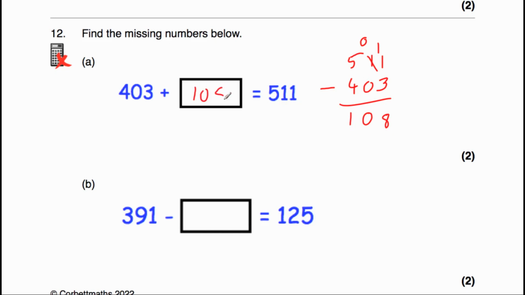So that'll be 108. So that means that the missing number was 108, because if we add 403 and 108, we get 511. Okay, let's look at our next question.